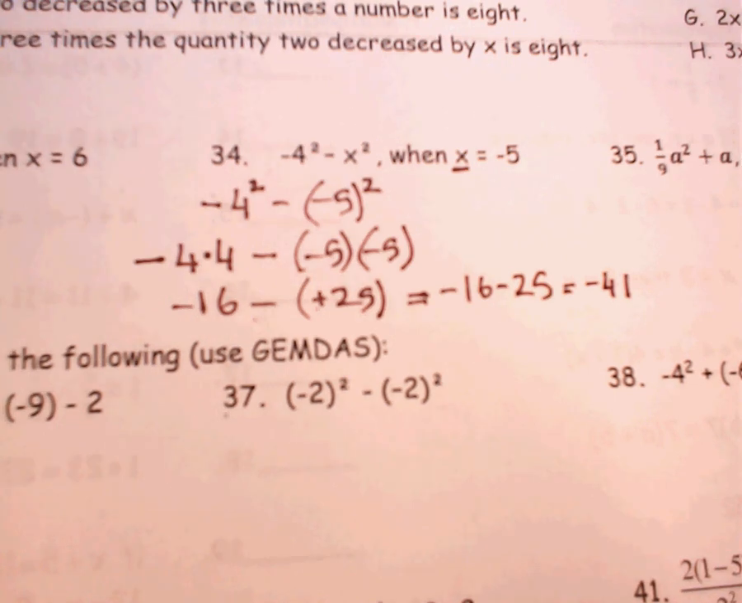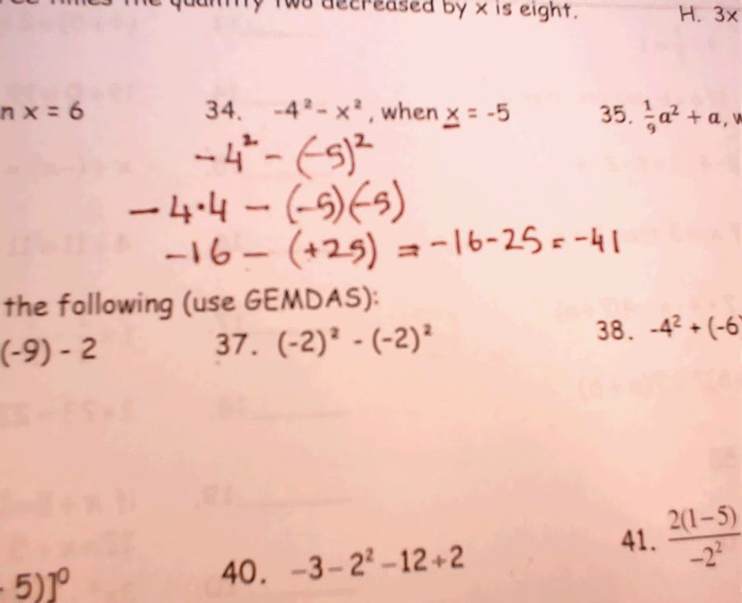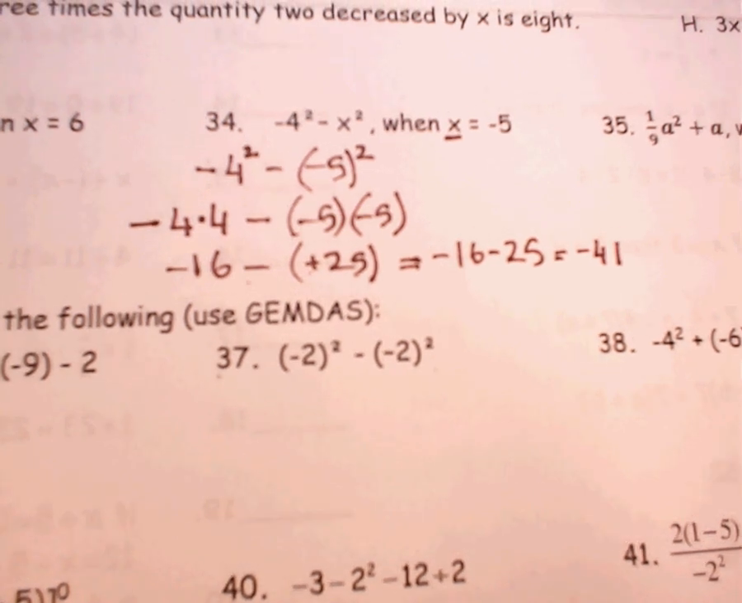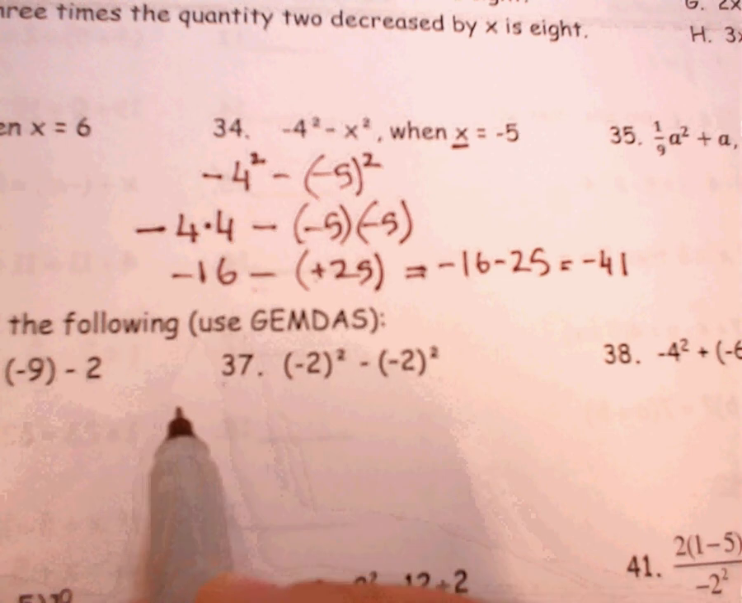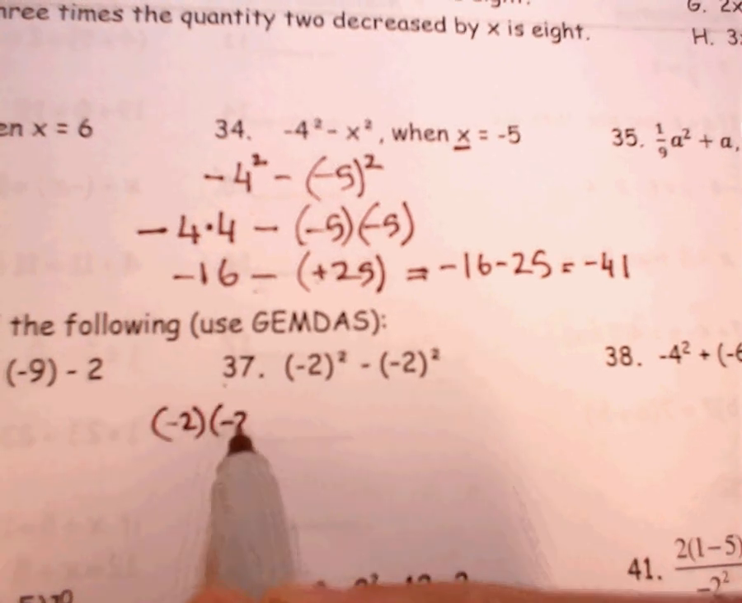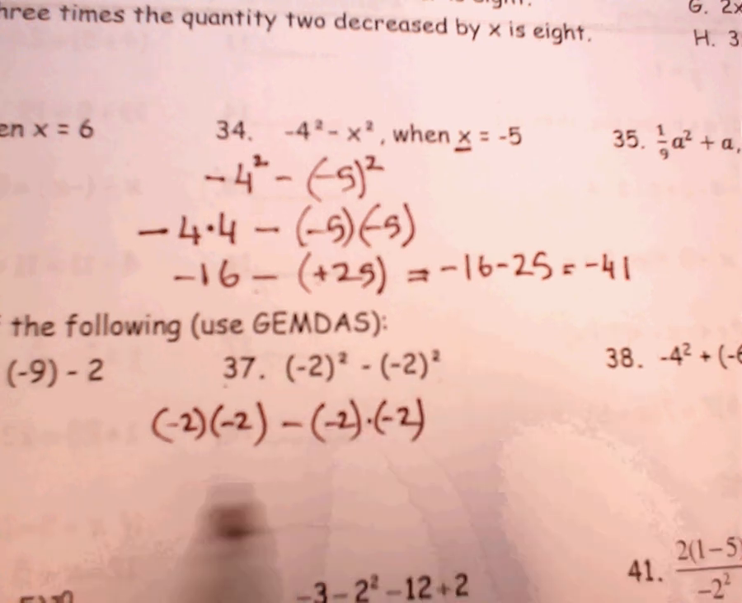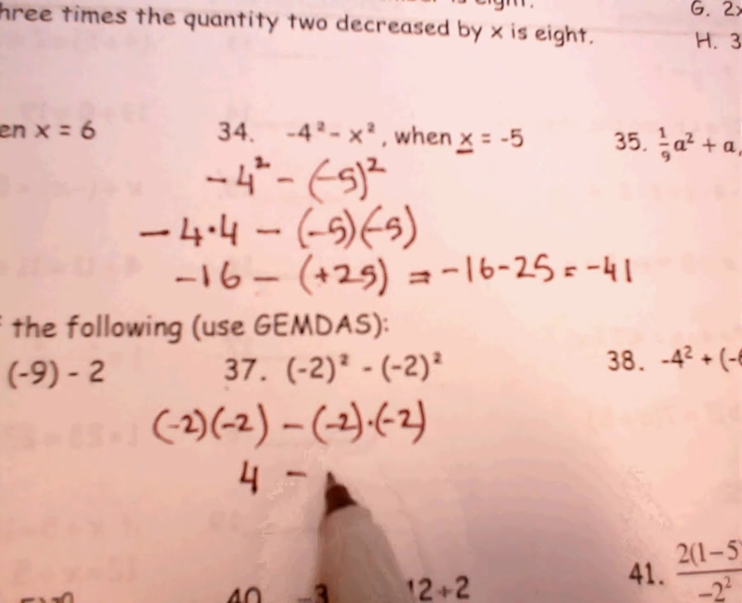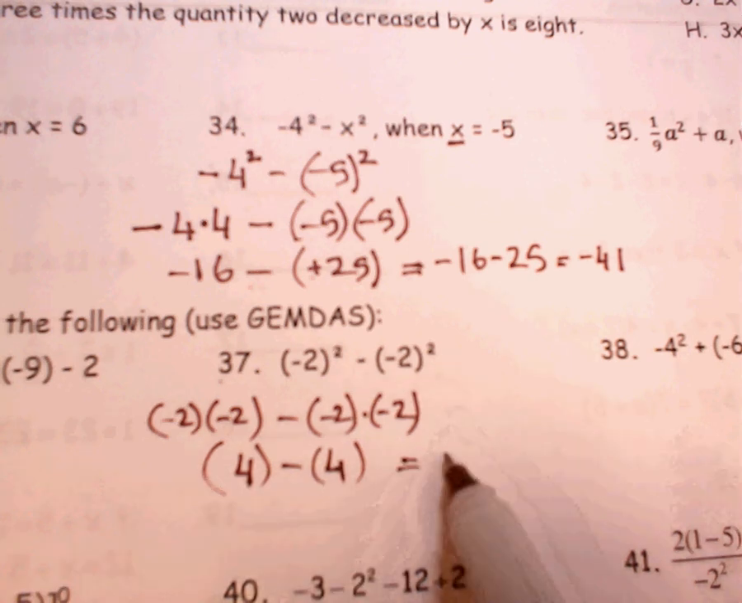Let's look at a similar question with the exponents. Question 37 has the same type of process. Whatever the exponent is touching will be affected by that exponent. So our base would be negative 2 entirely. For the first one, we have negative 2 times negative 2. For the second one, again, we have negative 2 times negative 2. For the first one, we get negative times negative is positive 4. On the second one, we also get negative times negative is positive 4. 4 minus 4 is 0.